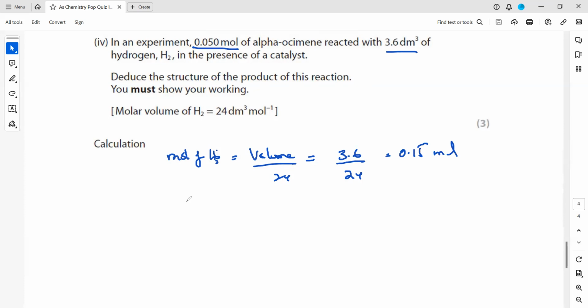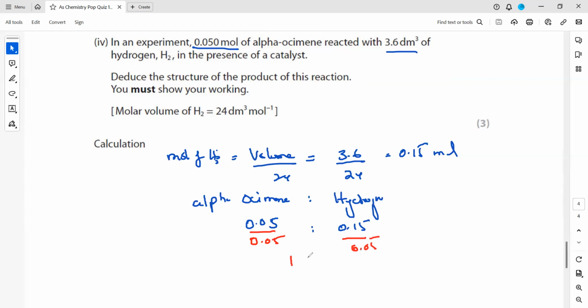Now, what is the ratio between the alpha ocimene and the hydrogen? We have 0.05 moles reacting with 3.6 dm cubed, or 0.15 moles. To take a mole ratio, we divide by the smallest value. We divide by 0.05. This will be 1 and this will be 3. So it means if we have one molecule of this, we need 3 hydrogen molecules to react. And if 3 hydrogen molecules react, all the double bonds will break.